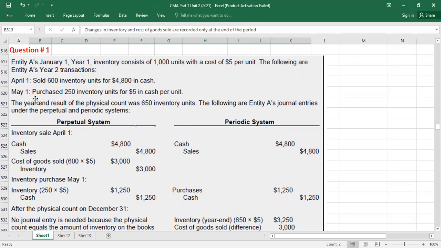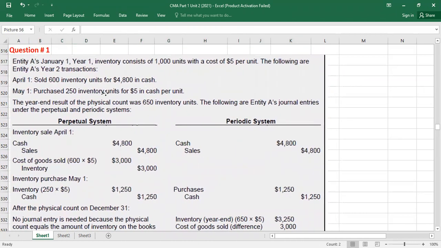Then on May 1 you have purchased 250 inventory units for $5 in cash per unit. So again, here you will use the word purchases, not inventory. We will say debit purchases, credit cash, because purchases is a temporary account which we will close at the end of that specific period.